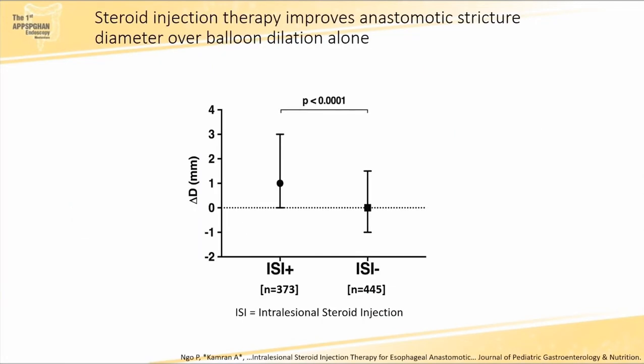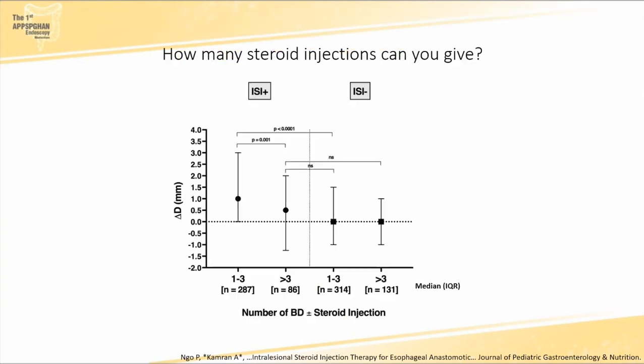Our group evaluated the efficacy of steroid injections as an adjunct therapy to balloon dilation. Our group looked at over 800 dilations and found that dilation, when combined with steroid injections, improved the stricture diameter better than balloon dilation alone. What we also found was that the improvement in esophageal diameter was seen with the first 3 steroid injection sessions. After that, if we attempted to inject steroids, the efficacy diminished drastically.